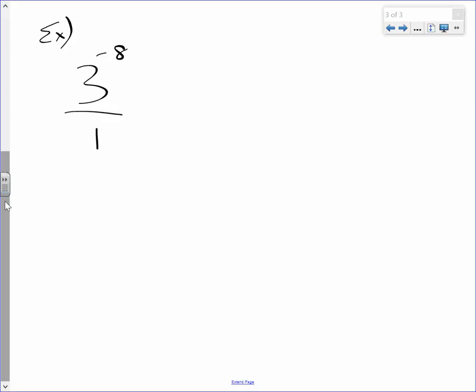So this rule is saying, look, if you have a number to the negative power, all you got to do is reciprocate, take the reciprocal of the fraction, but make the exponent positive after. So this is really 1 over 3 to the positive 8. Done. That's it. That's all this rule is saying. You have a negative exponent, you flip it and make the exponent positive, you're done.